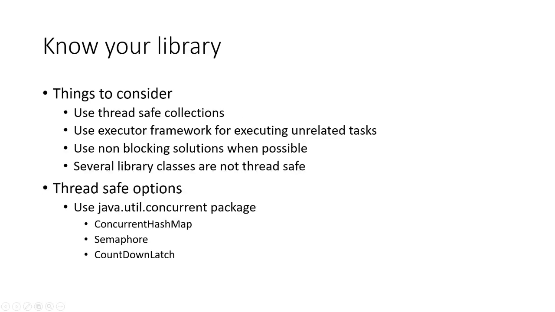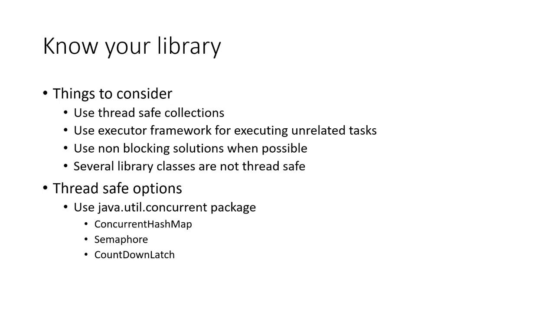Let's continue to the next slide. Know your library. This was just a quick section: there are multiple different libraries that you can use with concurrency. I think the main one is java.util.concurrent, something like that. Some things to consider that Robert talks about are to use thread safe collections. Your concurrent hash map is a thread safe collection. Then there are a couple of other ones too.